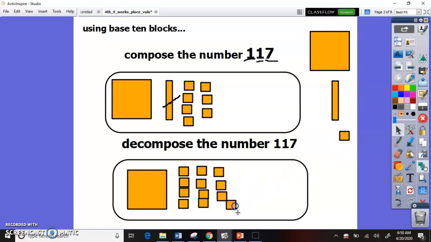1, 2, 3, 4, 5, 6, 7. I have 100, 101, 102, 103, 104, 105, 106, 107, 108, 109, 110, 111, 112, 113, 114, 115, 116, 117.